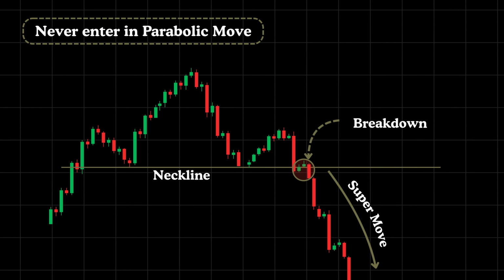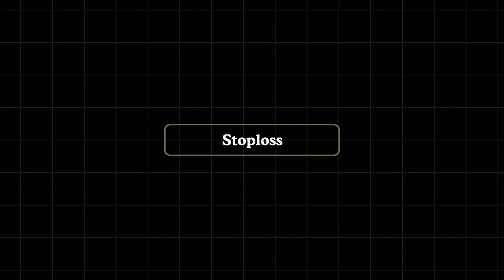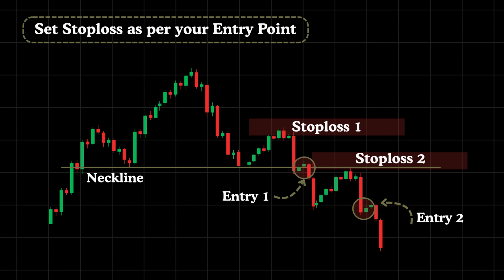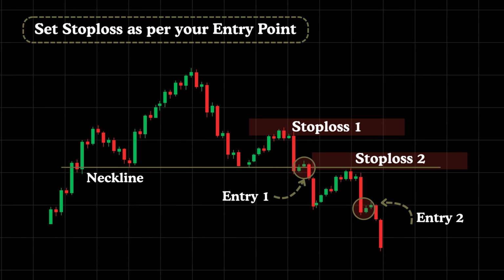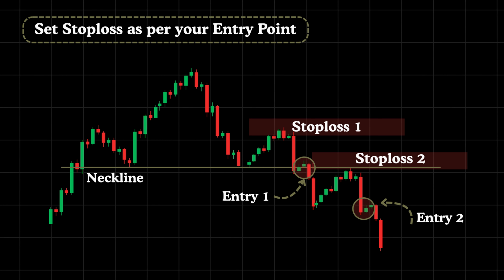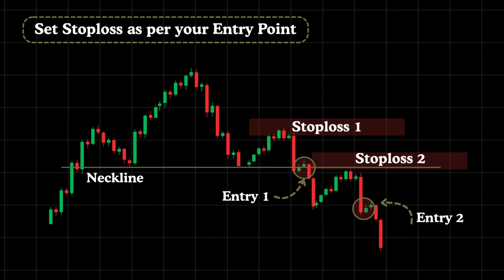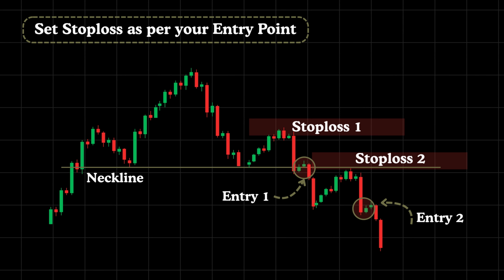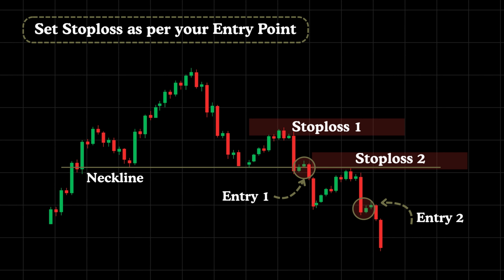After understanding the proper method of trade entry, now let's discuss stop-loss placement. When trading the head and shoulders pattern, your stop-loss should be positioned in such a way that if the market moves to that level, it clearly indicates that your trade setup has failed. This means your stop-loss should be placed slightly above the previous swing low.